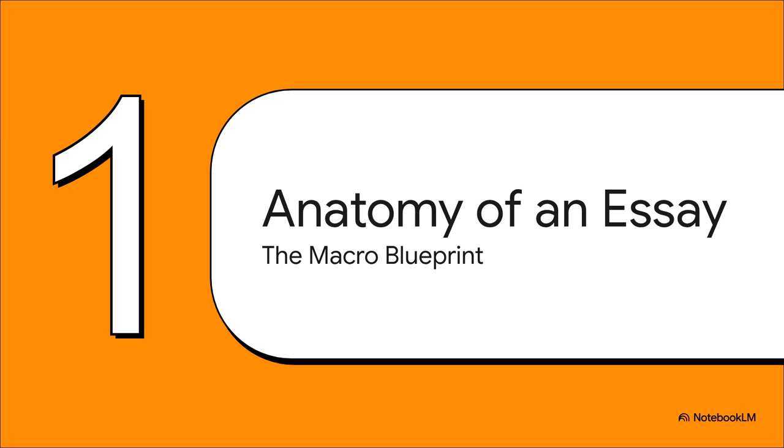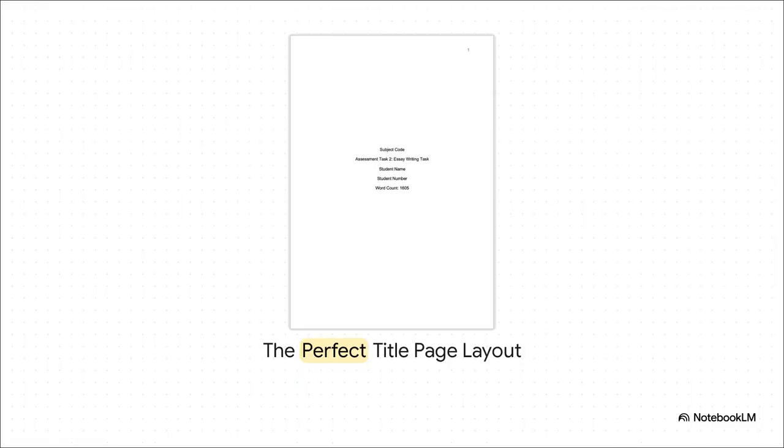Okay, starting with Section 1, the anatomy of an essay, our macro blueprint. So taking a really wide-angle view first, before we even read a single word, the document needs to be built right. Looking at the sample title page, the blue formatting annotations show us a really strict but honestly beautiful architectural standard. No wild graphics, no crazy oversized fonts. It's just perfectly centered, double-spaced, clean information: subject code, task, your details, word count, boom. You're instantly setting a tone of total professionalism.